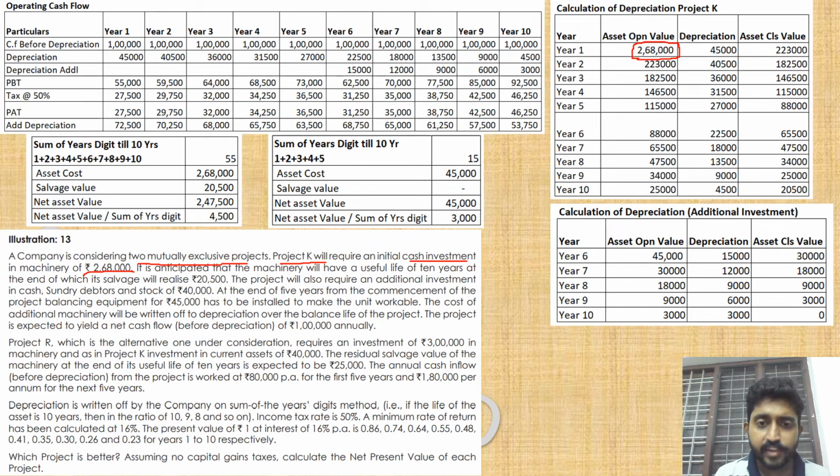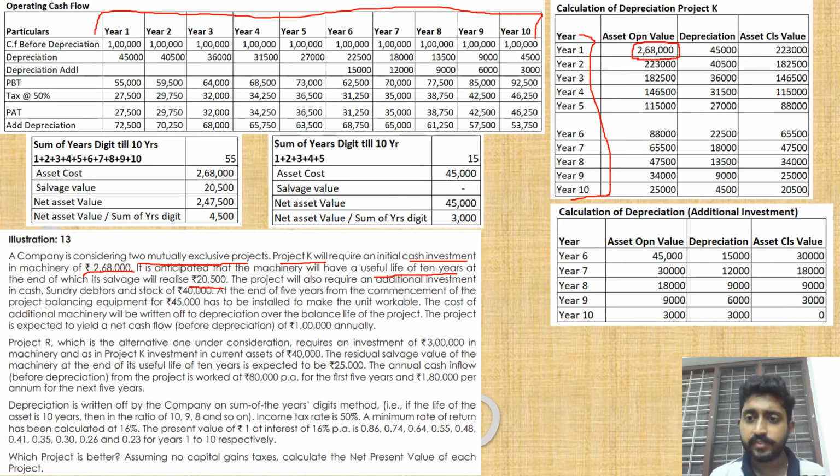The machinery will have a useful life of 10 years. So 10 years is the useful life and 10 years is the cash flow. You have to calculate the cash flow for the 10 years, so 10 columns I have taken. Next, the end salvage value will be 20,500. Yes, we can take that.